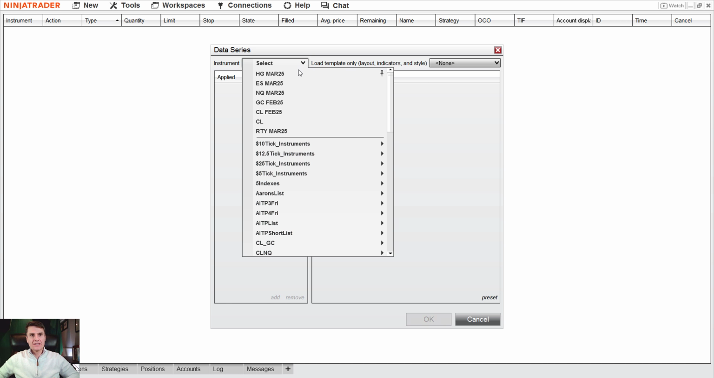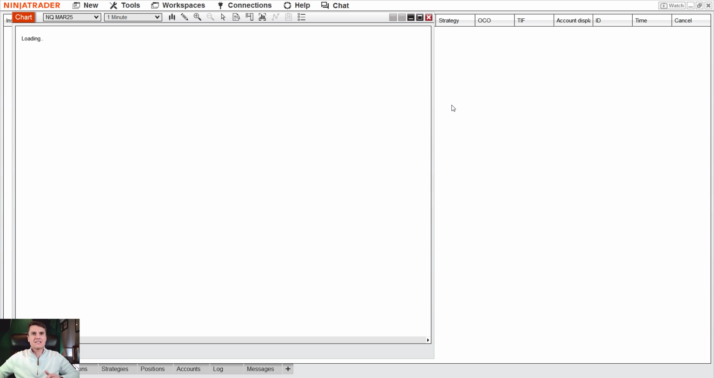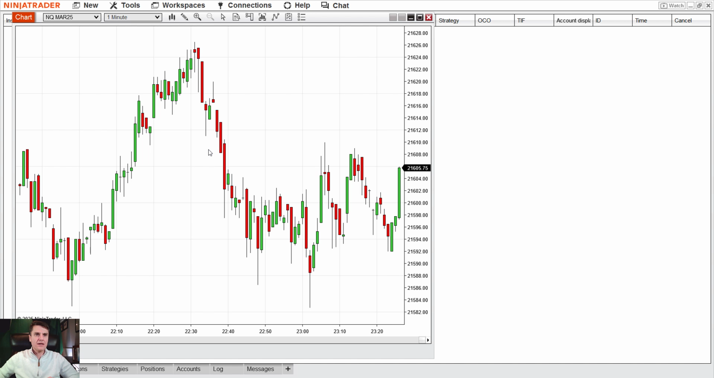Okay, so let's look at NQ, why it's the most volatile. Let's just take a look at it. Let's say you want it to load 5 days, which is fine, so you load the 5 days. Here's what we're going to do. As it's loading, I'm going to show you how I'm going to set this up. Okay, so I'm going to pick the strategy.